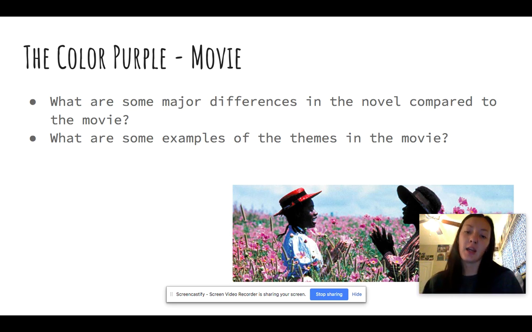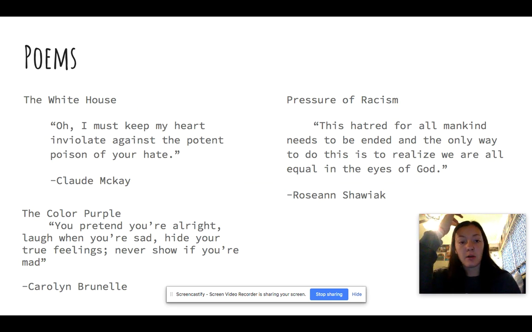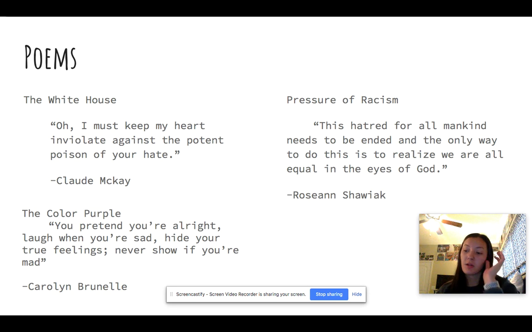So after the movie, I would move on to some poems. Most of these poems, some things to be aware of is they're not violent necessarily, but they do say some things that might make students uncomfortable or take offense. So the White House poem, this quote says, I must keep my heart inviolate against the potent poison of your life. I chose this one because it relates to the main character.